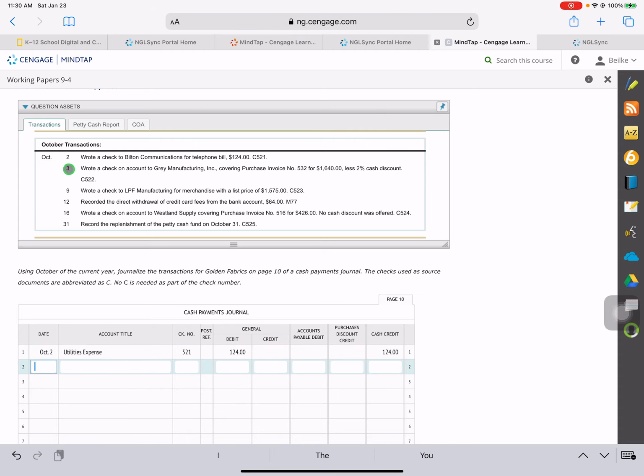Our second transaction, we wrote a check on account to Gray Manufacturing. So if we look back on purchase invoice number 532, we'll see that we owe them $1,640. We paid it early, so we have to pay less, and we have to also record the cash discount. And we wrote out check 522. So the date is the 3rd. Our vendor's name is Gray Manufacturing Incorporated.